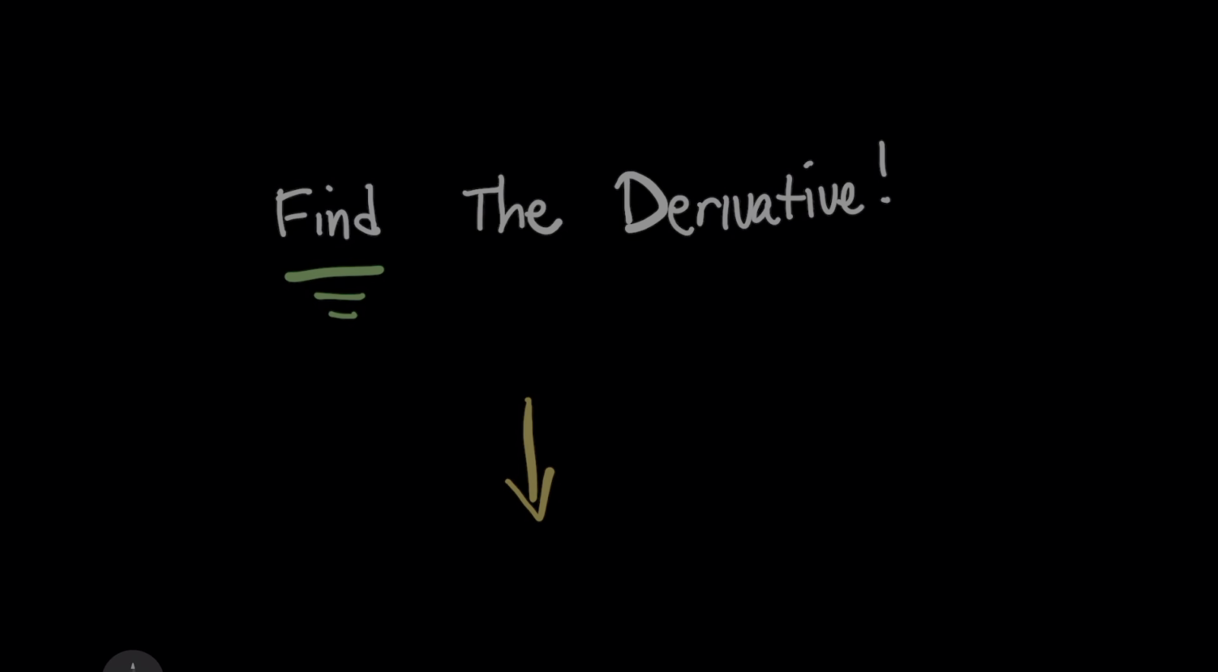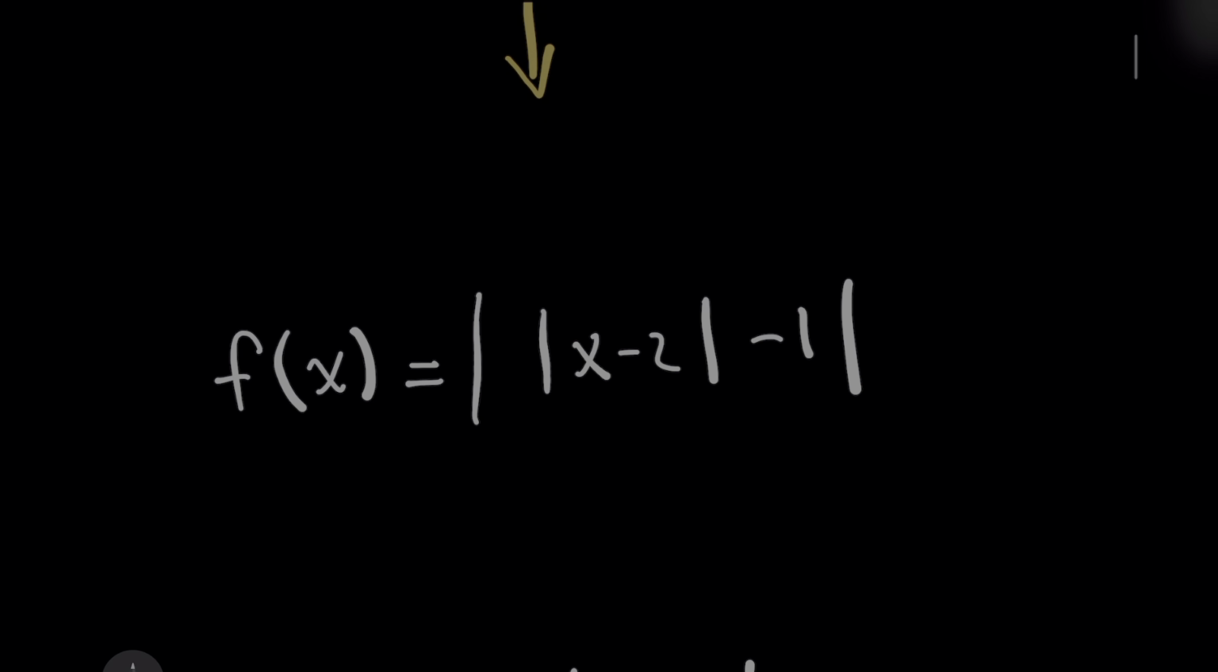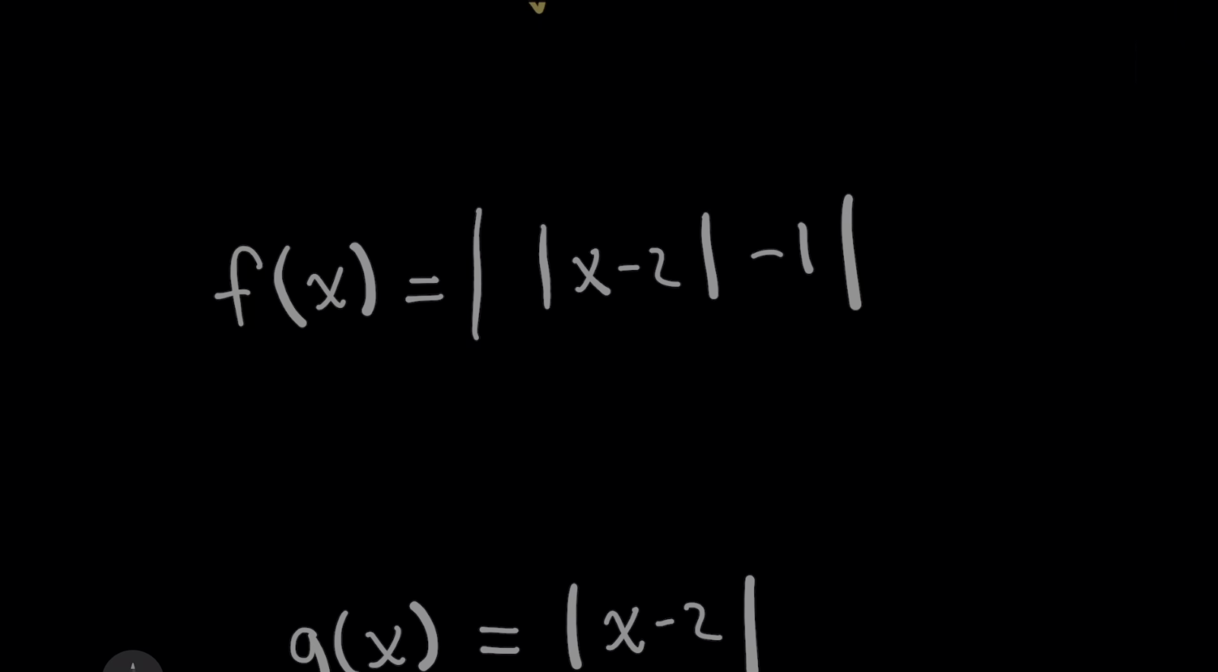I was pretty shocked that ChatGPT got this derivative totally wrong, but by the end of this video, if you stick around, you're not going to make the same mistake. For this derivative, I recommend starting with the inside absolute value. It's going to save you time and you're going to avoid potential traps.